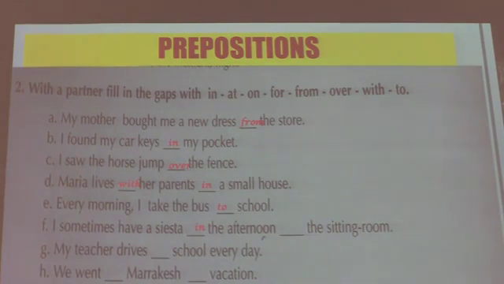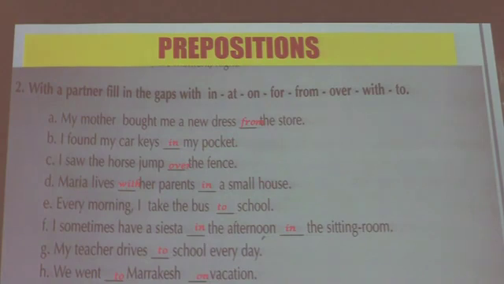Then we have the sitting room. Here we are going to use a preposition of place. Same thing, in. So the first in is for time, and the second one is for place. G, my teacher drives, okay, he takes his car and he drives to school every day, which means he goes to school by car. So he drives to school, it's just like sentence letter E. And the last one, we went to Marrakesh, you moved from your town to Marrakesh. We went to Marrakesh, okay? The direction is Marrakesh. When on vacation, okay?